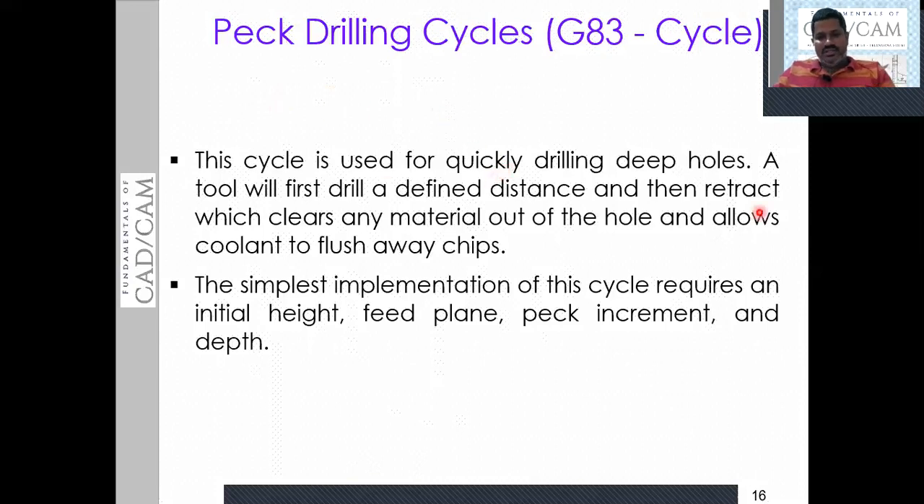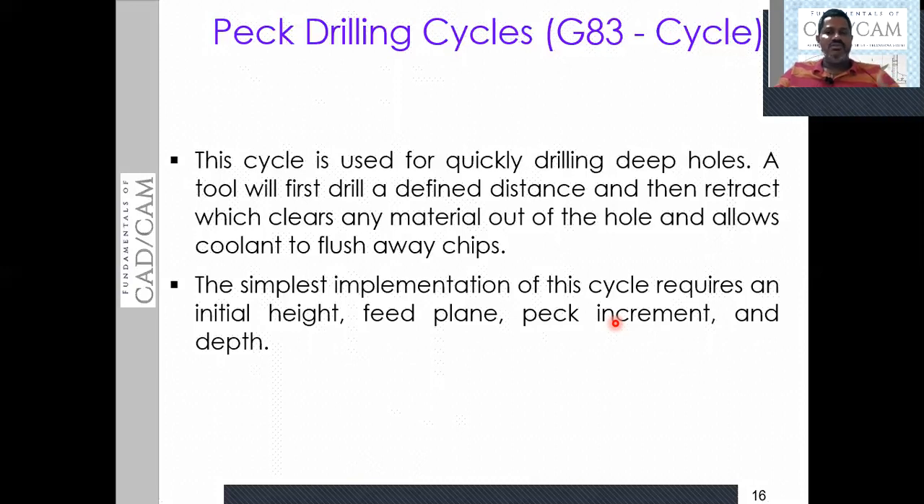So let me move further. What are the requirements to implement this cycle? It also requires some inputs. So we need to provide the initial height, the feed plane. We need to specify from which plane we need to operate the tool. Peck increment, that means how much increment we need to give. So in a single pass, what will be the depth of cut?